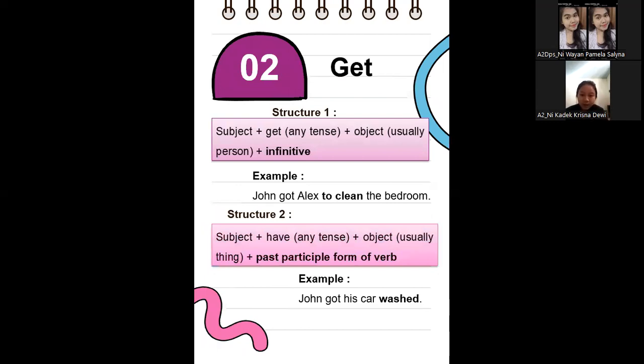Number two is get. Structure number one is subject plus get or any tense plus object, usually person, plus infinitive. For example, John got Alex to clean the bedroom. Structure number two is subject plus get or any tense plus object, usually things, plus participle form of verb. For example, John got his car washed.